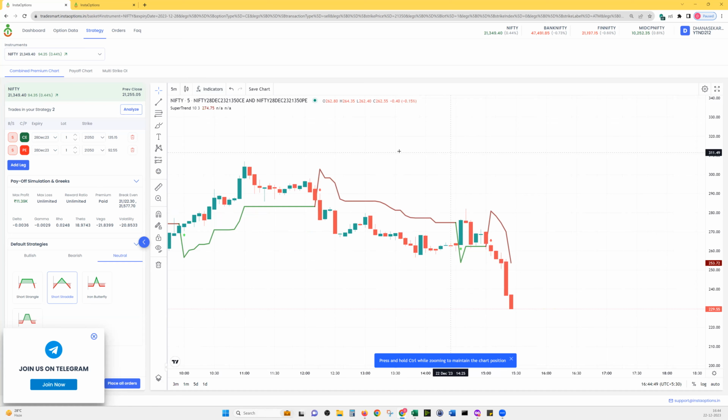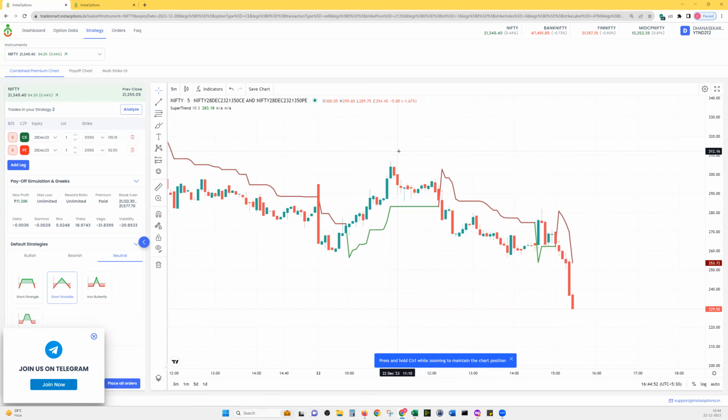You put Supertrend and then take your trades. You can take a long straddle, you can take a short straddle, you can take long over here, you can take short over here. You can deploy different indicators and create your trade setups.